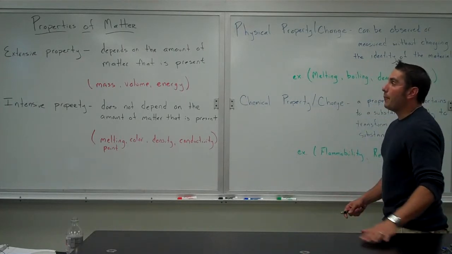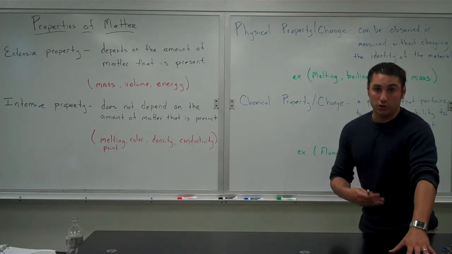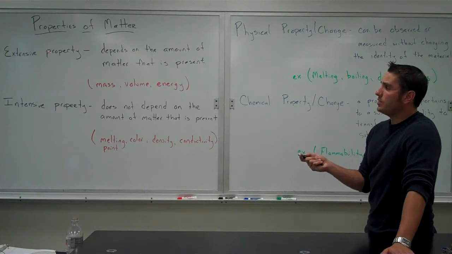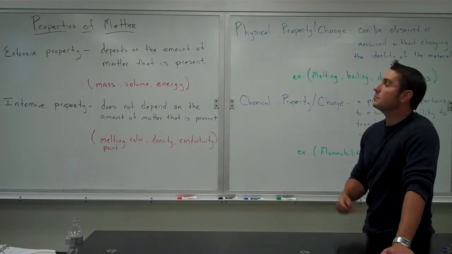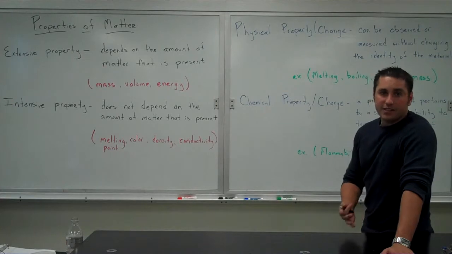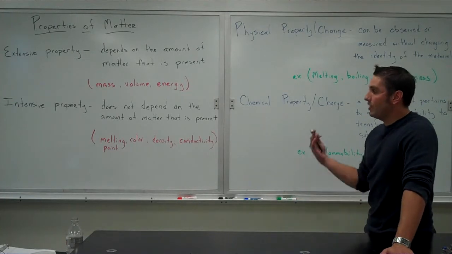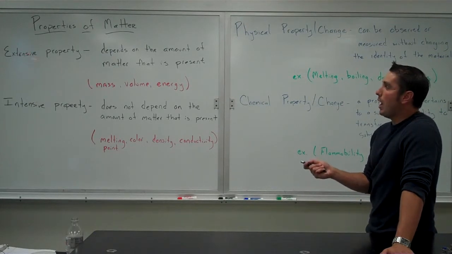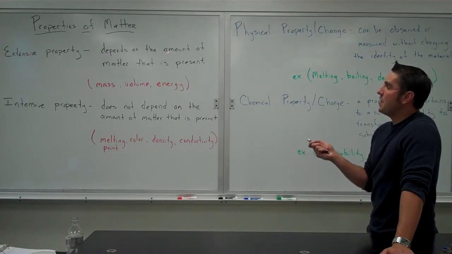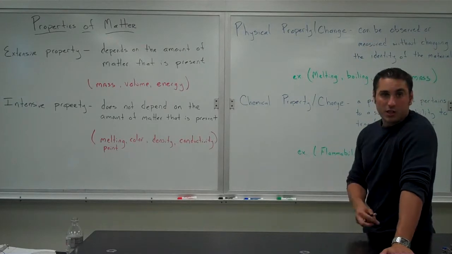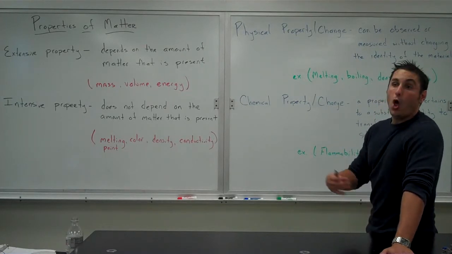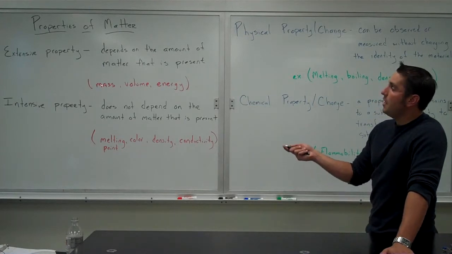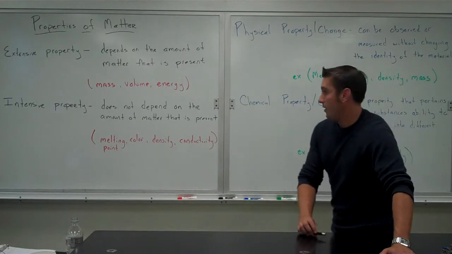If we're going to get into properties of matter, there are two major property categories that you'll find. They're called extensive properties and intensive properties. Again, very similar in the chem world. You take two words that look very similar, but they mean 100% different things. An extensive property is a property that depends on the amount of matter that is present. The more matter that is present, the higher the number that will be measured. For instance, mass, volume, or energy.